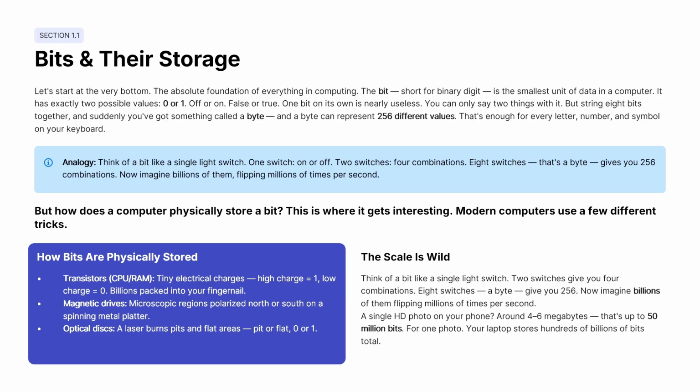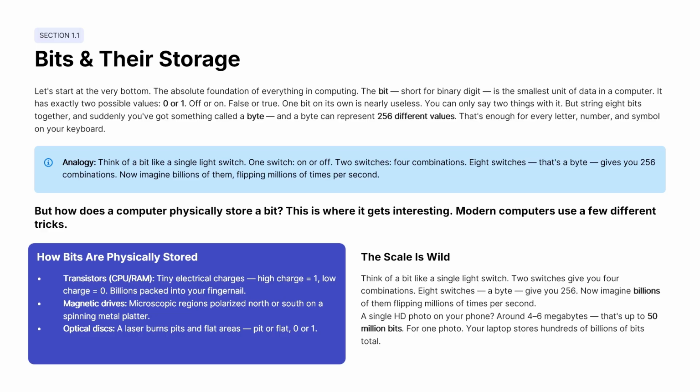The absolute foundation of everything in computing. Bit, binary digit, the smallest unit of data in a computer. It has exactly 2 possible values, 0 or 1, off or on, false or true. Now, 1 bit on its own is nearly useless. You can only say 2 things with it, but string 8 bits together, and suddenly you've got something called a byte. And a byte can represent 256 different values. That's enough for every letter, number, and symbol on your keyboard.